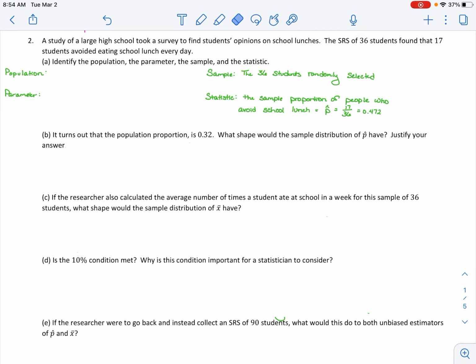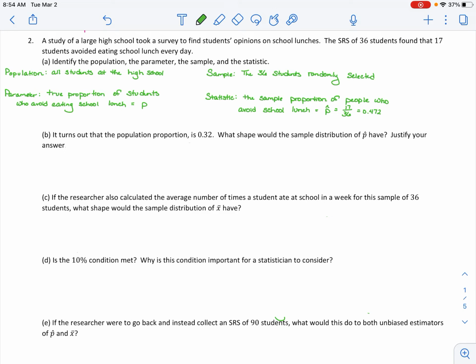Now, the population is the group from which the sample is drawn. If I only surveyed 36 students, I only represent students. So I want my population to be all students at the high school. And then the parameter is the same thing I was describing earlier, the proportion of people who avoid school lunch, but for the whole population. So this is the true proportion of students who avoid eating lunch at school. So this is just P, not P hat.